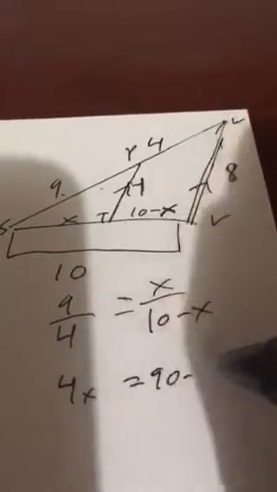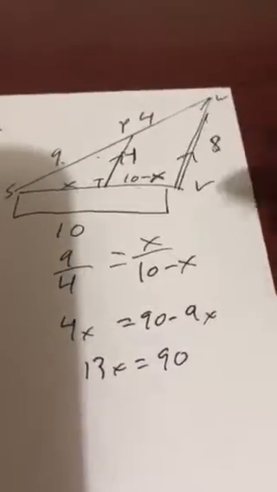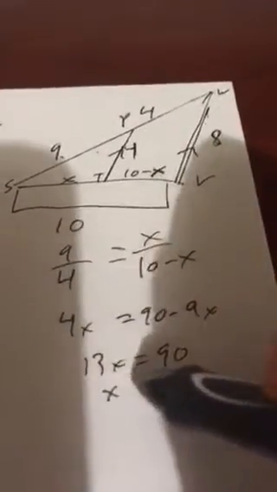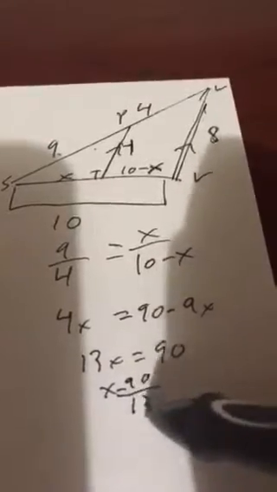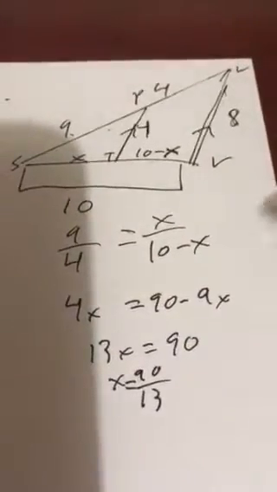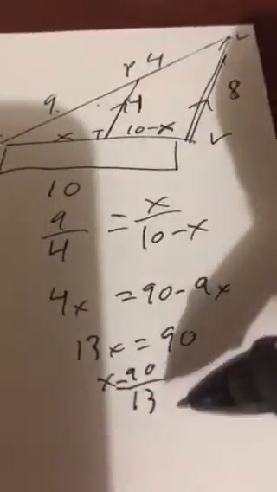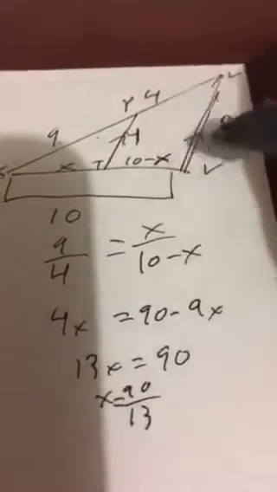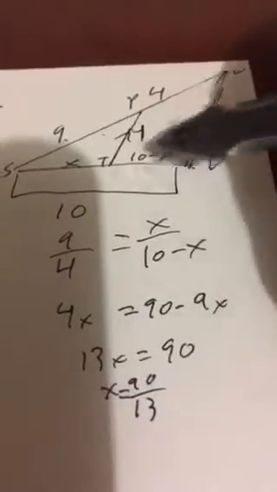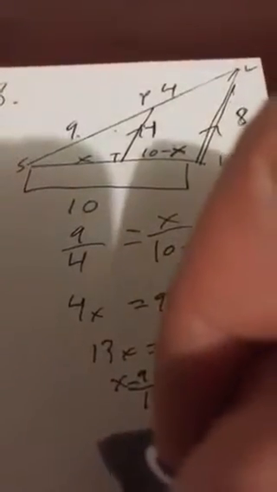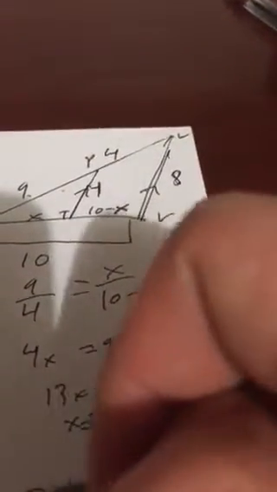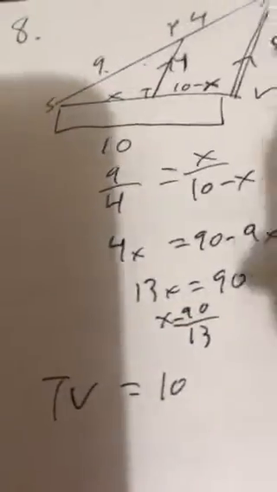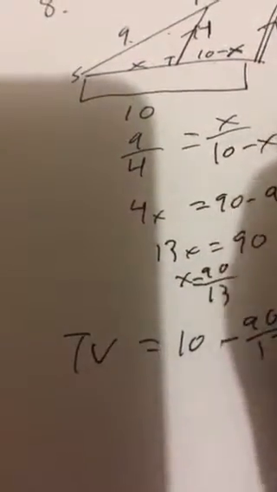Do some algebra real quick. You get 4x equals 90 minus 9x. 13x equals 90. Okay. X equals 90/13. I think that comes out to like 6.92 or something like that. Okay. Then to find TV, we're going to go 90/13. So then TV, which is my 10 minus x value right here, is 10 minus 90/13. Okay.